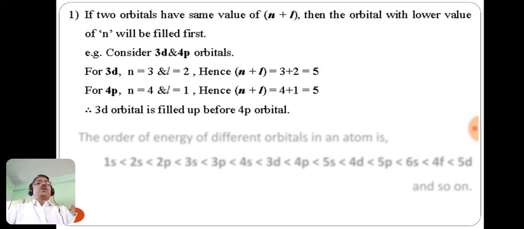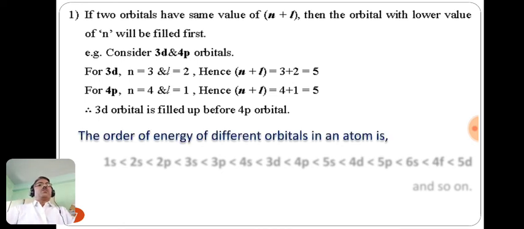For the 4p orbital, n equals 4 and L equals 1. So this addition is also 4 plus 1 equals 5. Both 3d and 4p orbitals have the same value, 5, according to the n plus L rule. The principal quantum number for the 4p orbital is more, and for the 3d orbital the principal quantum number n is 3. So the 3d orbital must be filled up before the 4p orbital.